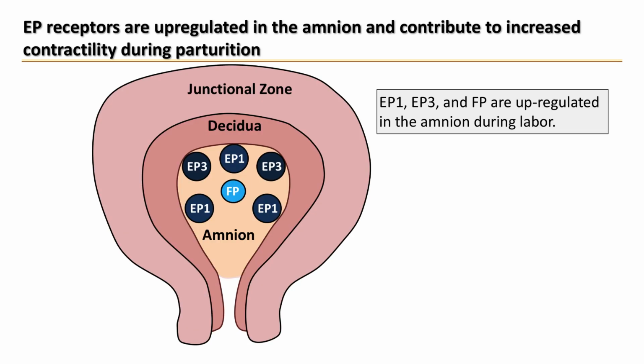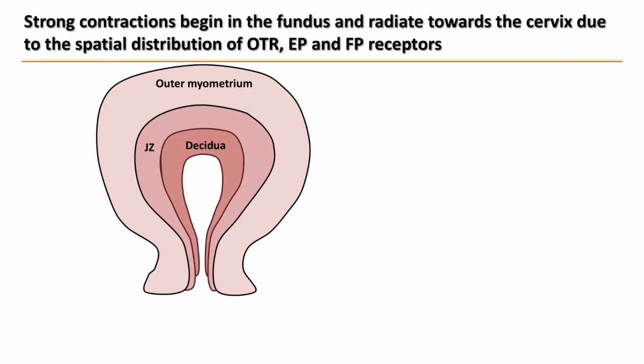We do know that the fetus and the tissues of the fetal body, such as the amnion, will contribute to increased contractility during parturition. And we see that EP1, EP3, and FP are all upregulated in the amnion itself during labor. The decidua does not typically exhibit very much contractility or vasodilation during this time, suggesting that the decidua itself does not necessarily contribute overly much to contractility or relaxation.